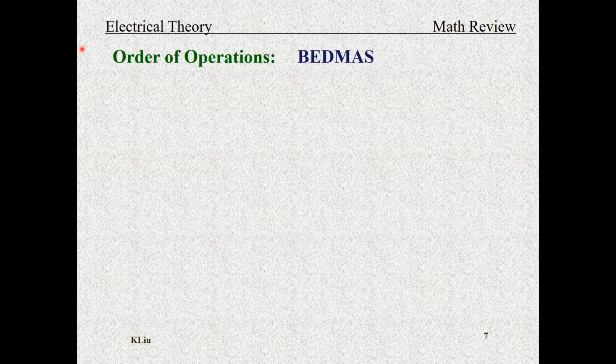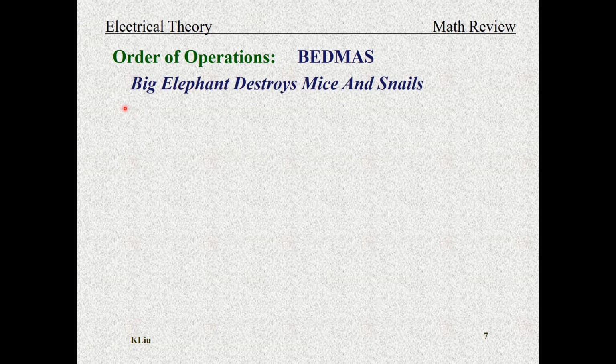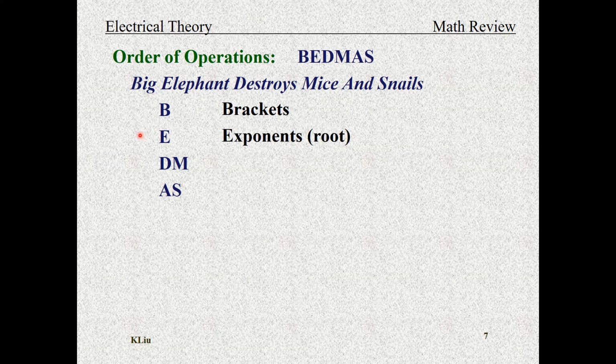In Canada, we use a short statement to describe the order of operation, BDMS. How to remember it? Try this phrase. Big elephant destroys mice and snails. What does each letter mean here? B represents brackets. E means exponent, root operation is in the same level.